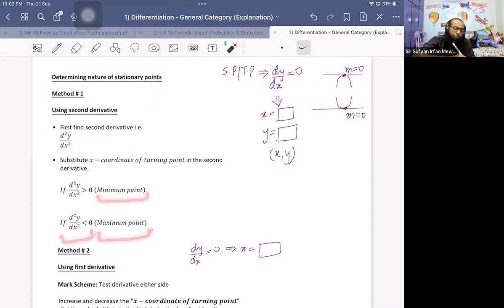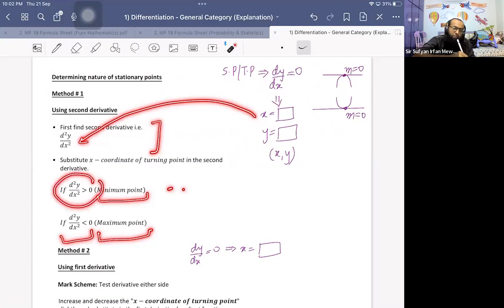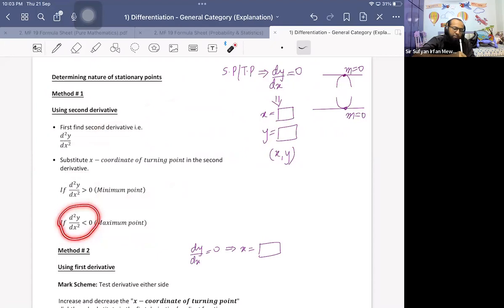Right? So first find the second derivative, then substitute the x coordinate of the turning point in the second derivative. If the second derivative is positive, then the given point is a minimum point. If the second derivative is negative, then the given point is a maximum point. This was the method that we used to follow in AS.